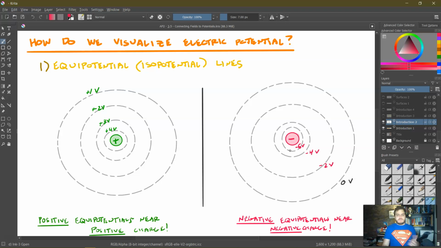And for a negative charge, it would be the opposite effect. We would have -6, so a big negative electric potential nearby, and then we would get smaller, -4, -2, and even go to 0 as we travel further and further outward.